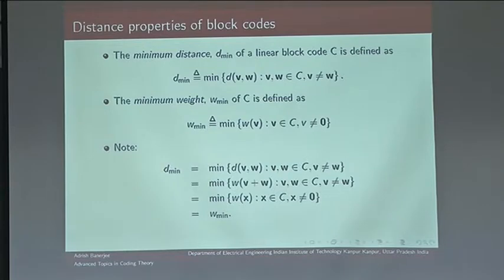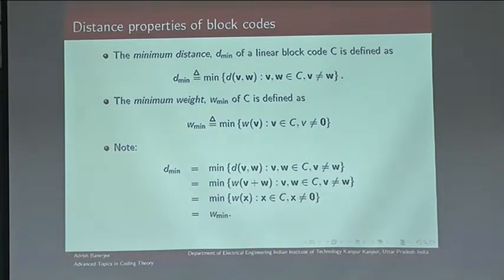Now what is V plus W? V is a valid code word, W is a valid code word. So V plus W is also a valid code word. Let us denote it by X, where X is a valid code word, and of course V and W cannot be the same, so V plus W cannot be 0. So what we have shown is that the minimum distance of a code is nothing but the minimum weight of a non-zero code word. And that is the minimum weight of a code. So the minimum distance of a code is the same as the minimum weight of a non-zero code word. If you enumerate all possible code words for a particular code and find the minimum weight, that's the minimum distance of the code.